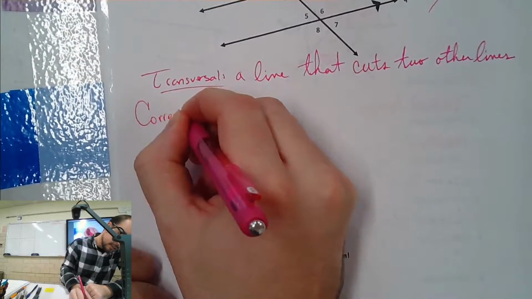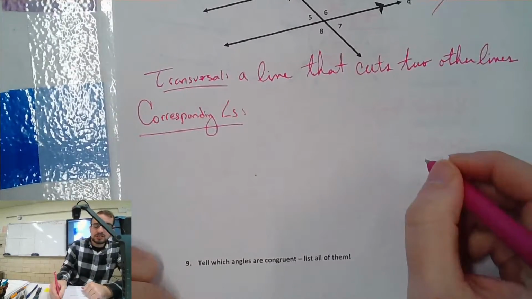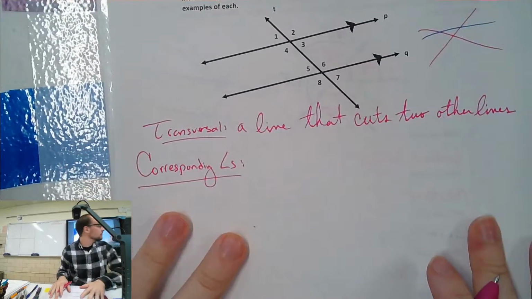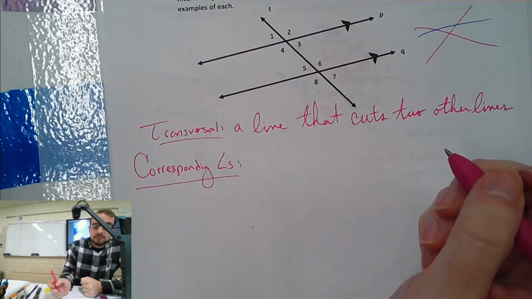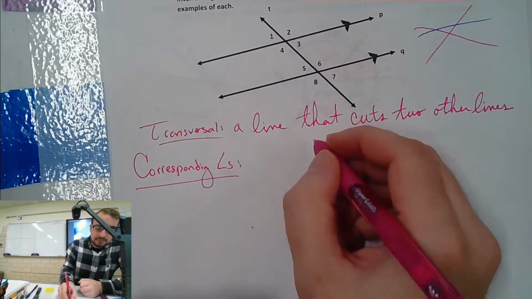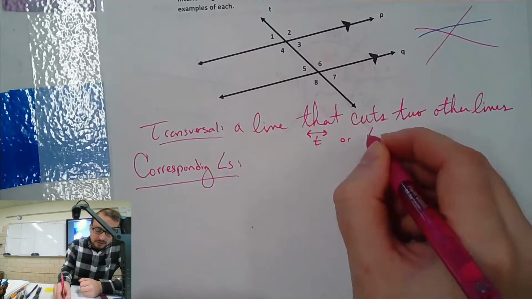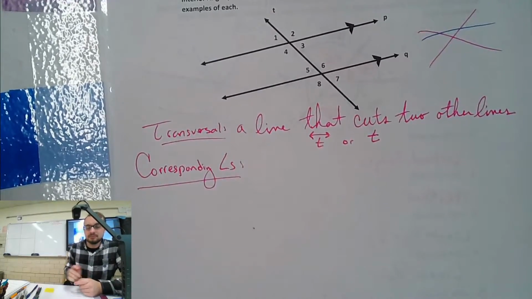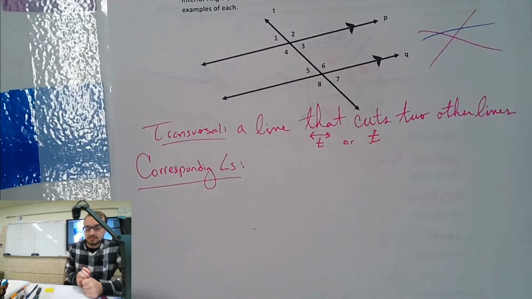Corresponding angles. Oh, I forgot, we have to give an example of each. What's the example of a transversal in this diagram? Where's the transversal in this diagram? Bailey, I'll talk to you again. T. Line T. Or just cursive T. That's ugly looking. It looks like the kanji symbol for Fire Blast from Pokemon.